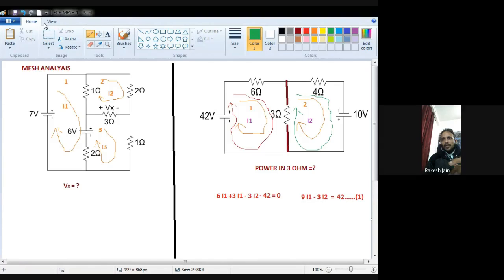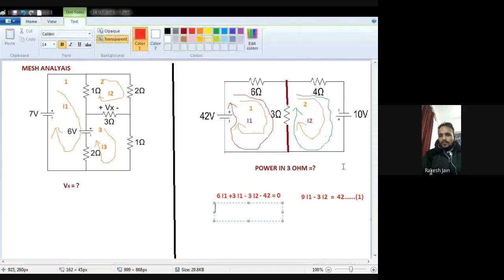So I write down the equation in the same manner which I told you. So 4I2 minus 10 plus 3I2 minus 3I1, that is equal to 0.